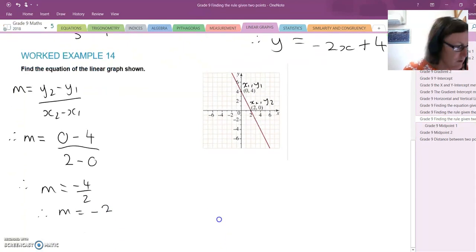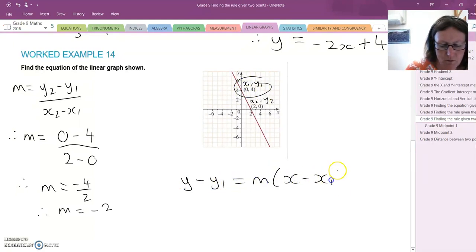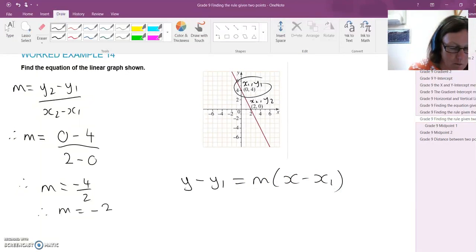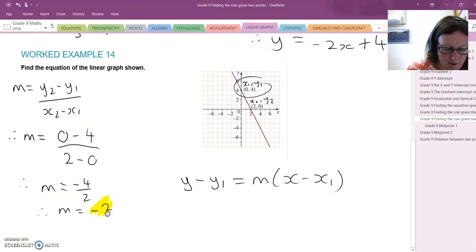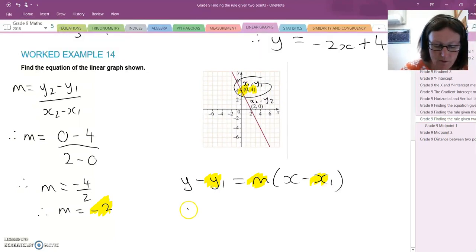I then choose 1 point, so let's choose this point, and use my y minus y1 is equal to my m(x minus x1) formula. Let's highlight again what we're substituting in. That's my gradient, that's my y1, that's my x1. So now let's go ahead and substitute in those three values.